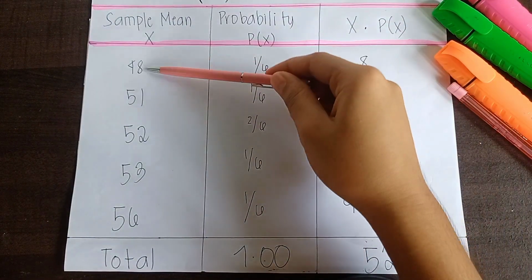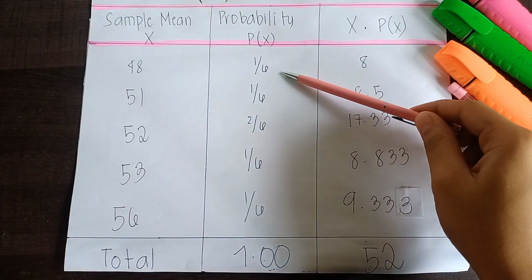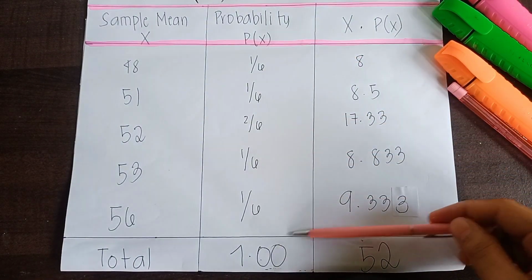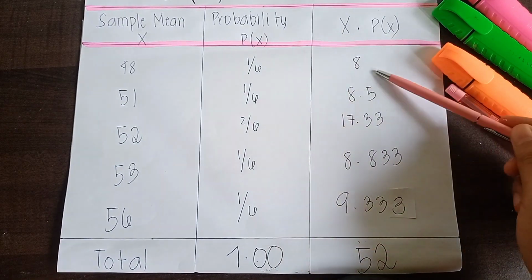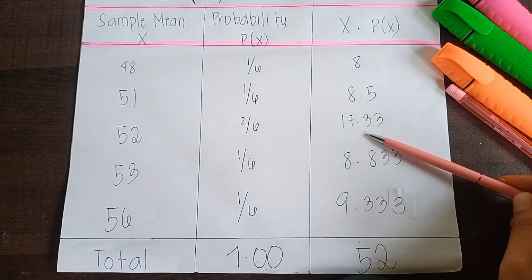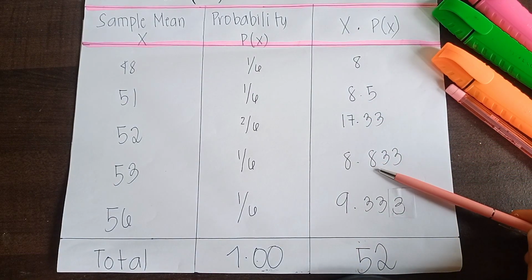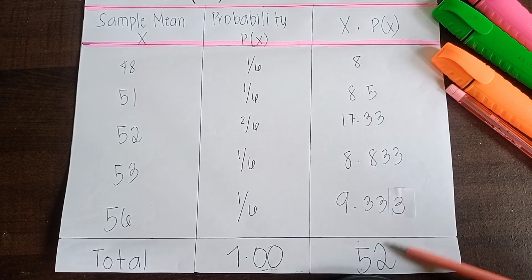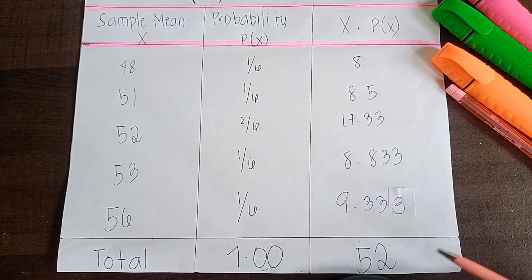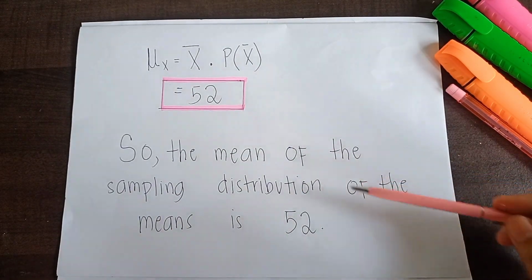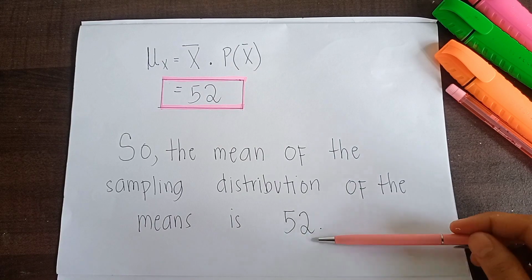After multiplying the sample means by their corresponding probabilities, we will add the results. Adding all the values in the second column, we have a total of 1. And adding all the values in the third column, which are 8 plus 8.5 plus 17.33 plus 8.833 plus 9.333, we have a total of 51.99, or 52. So the mean of the sampling distribution of the means is 52.